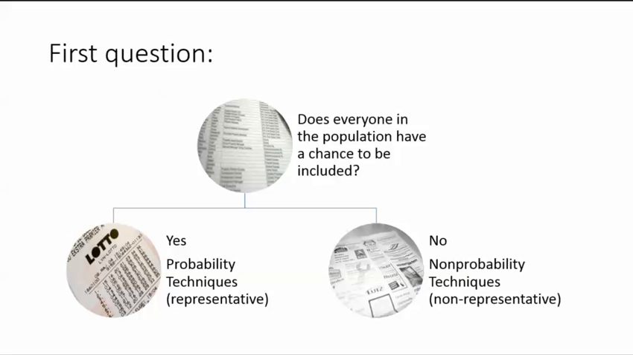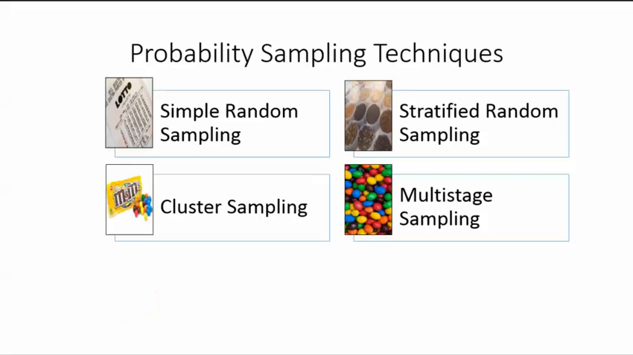The first question we need to ask is, does everyone in the population have a chance to be included? If so, we'll use one of the techniques referred to as probability sampling or representative sampling. If not, we'll use a non-probability technique, which is also called non-representative. Even when we have the ability to select from the entire population, we may use different techniques to ensure a representative sample given our population of interest.